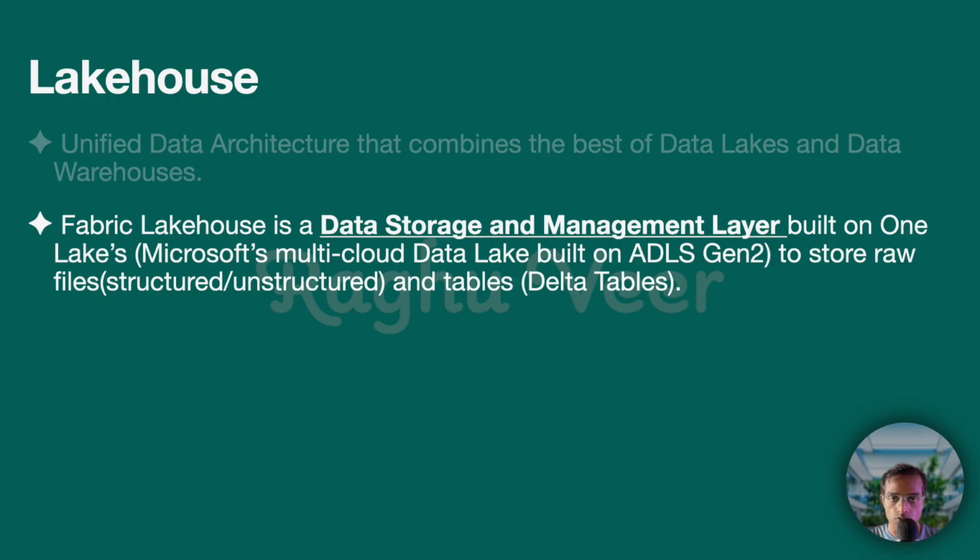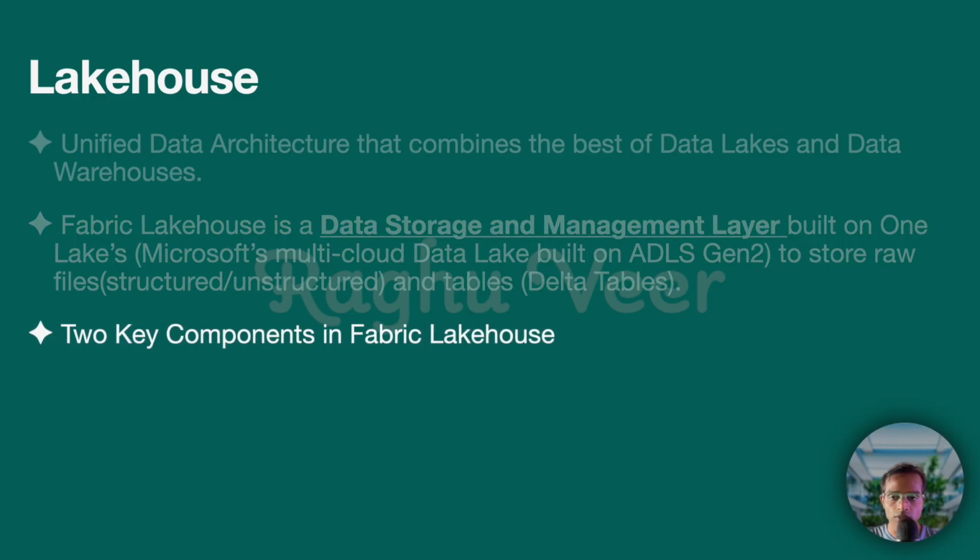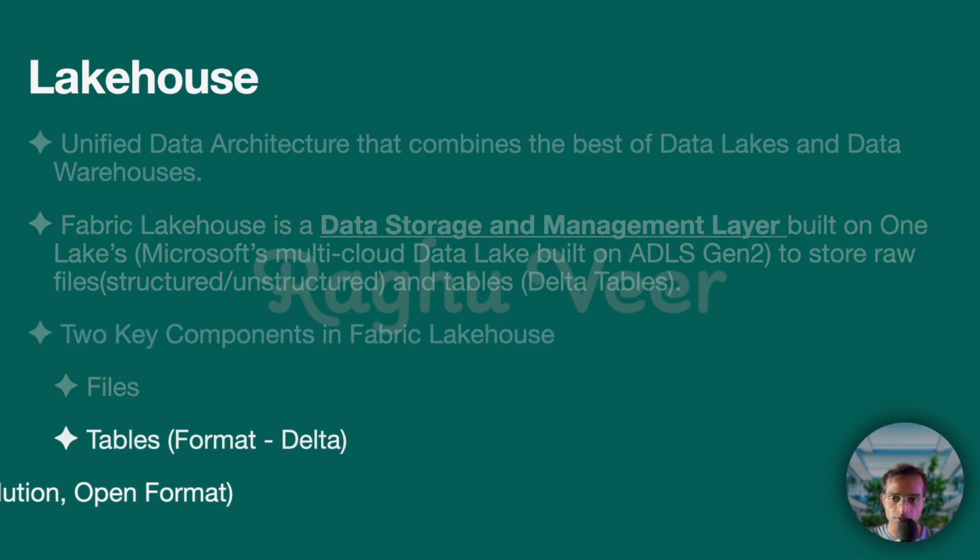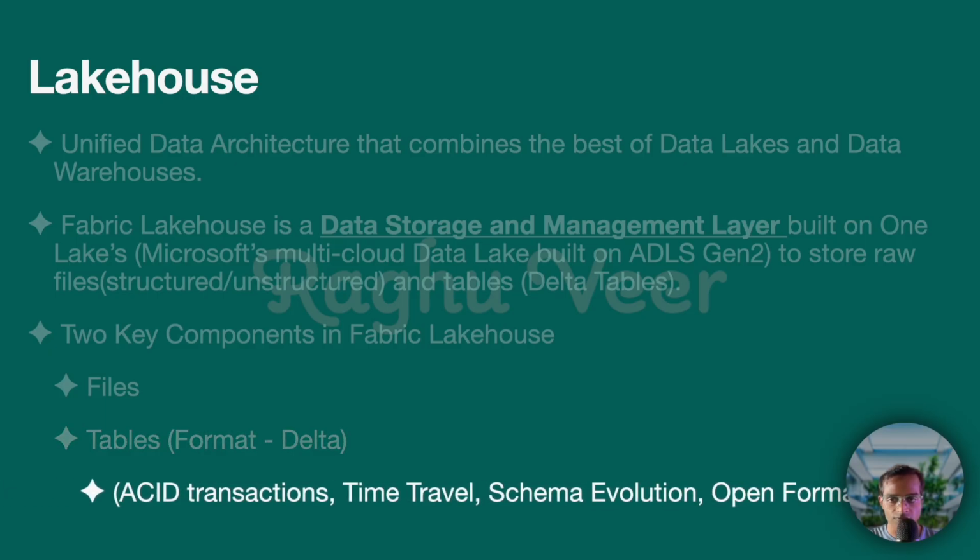Now, we could store both files, raw files, and delta tables in Fabric Lakehouse. So there are two key components in Fabric Lakehouse. One is the files and the other is tables. The tables are delta format, which support ACID transactions, time travel, schema evolution, and it is open format. Now let's look at how we could create a lakehouse in Fabric.